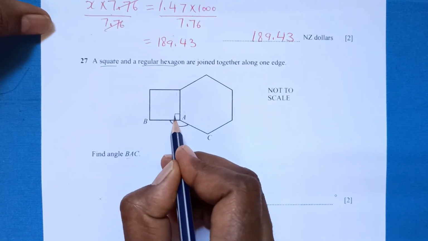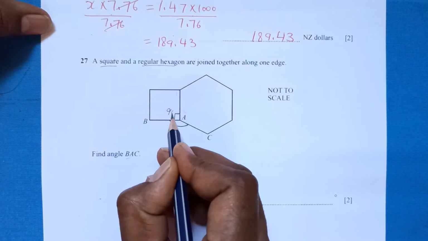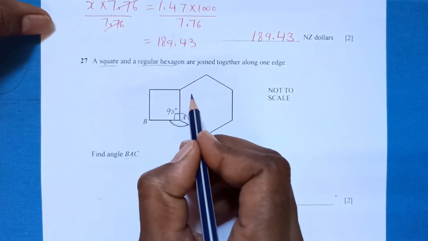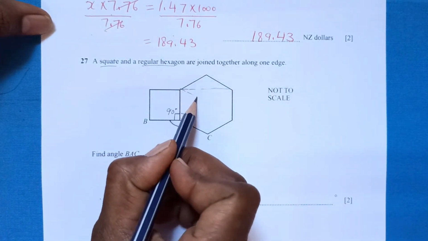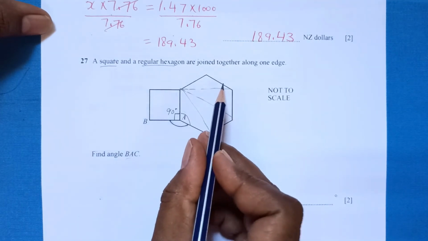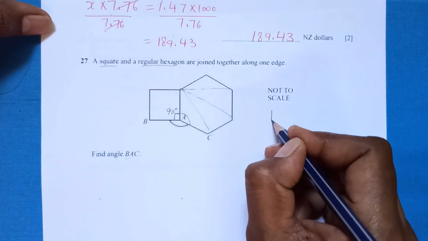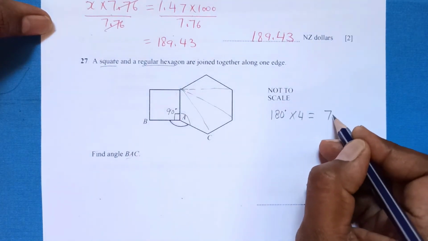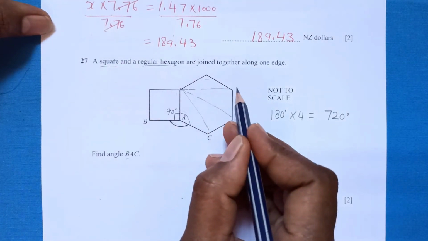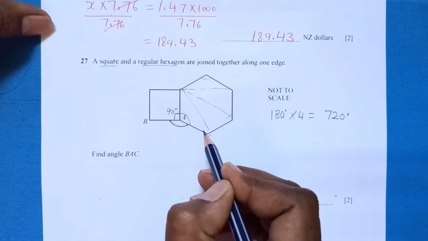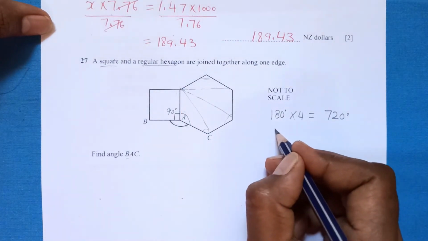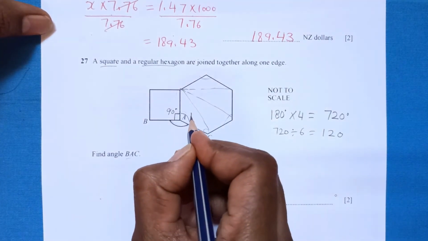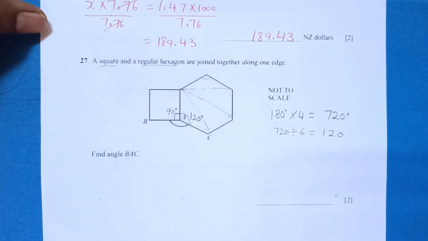This one is very clear, as this is a square, so this will be 90 degrees. Now let's see this one. How much is this angle? As you can see, this is a hexagon, so it can be divided into 4 triangles. The sum of angles in one triangle is 180, times 4 that is 720. How many angles are there? 6: 1, 2, 3, 4, 5 and 6. So 720 divided by 6 is 120. So the measure of one angle is 120.